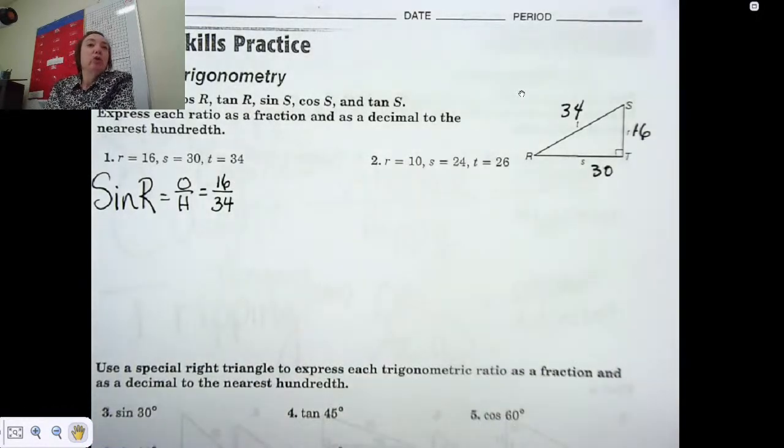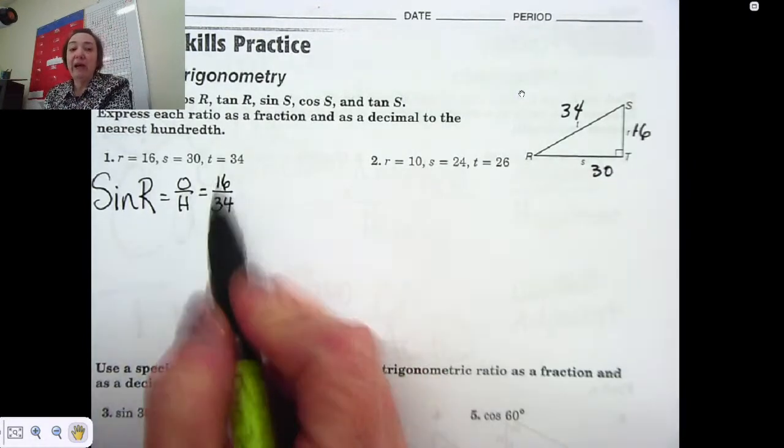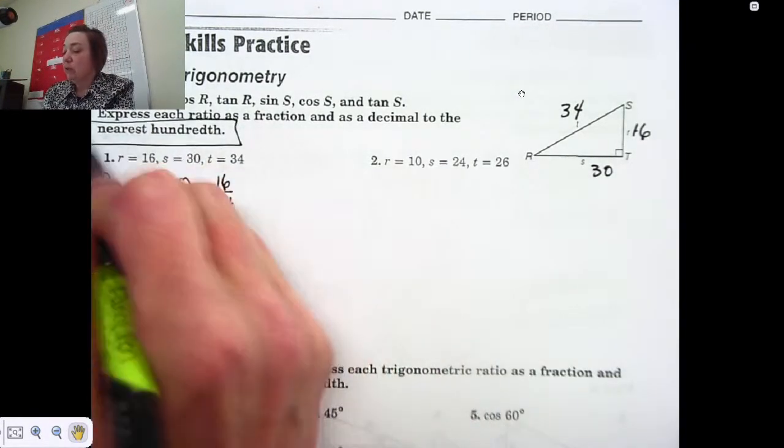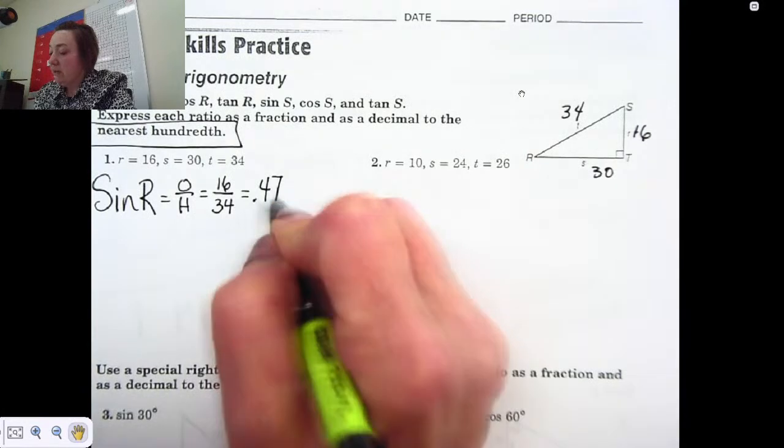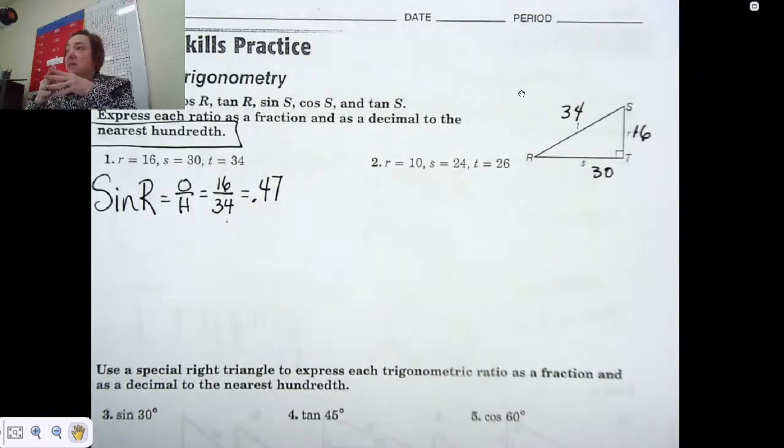Now, of course, we would normally simplify this. But just for today, just to make things go a little faster, we're not going to worry with simplifying it. But we are going to go ahead and divide it out and write it to the nearest hundredth, okay? So what is the nearest hundredth if you do 16 divided by 34? 0.47. So 0.47, or 16 over 34, is our sine of angle R. That's the sine of it, okay?